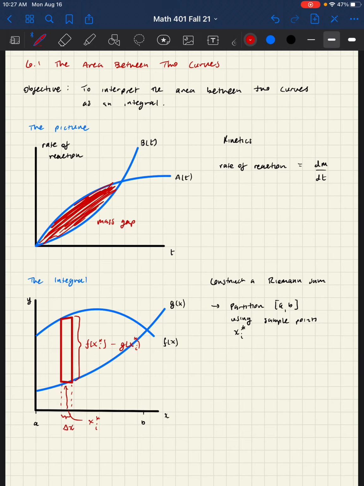So that means that the area of this infinitesimally thin rectangle has area f of x sub i star minus g of x sub i star times delta x.